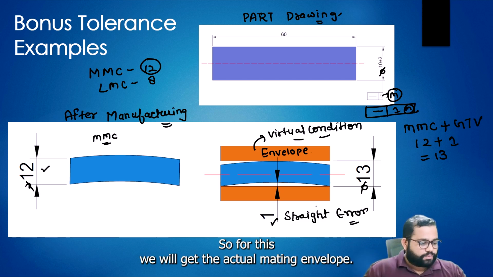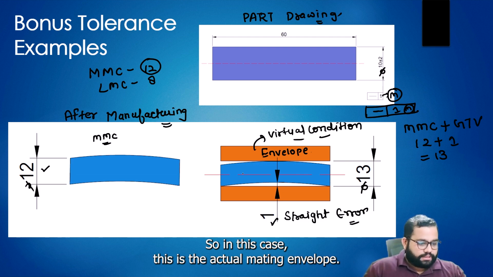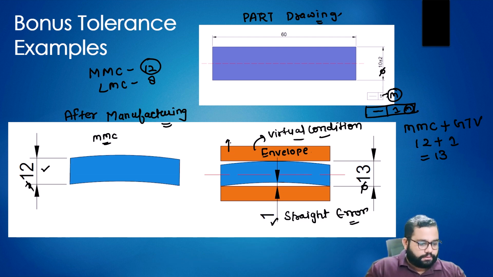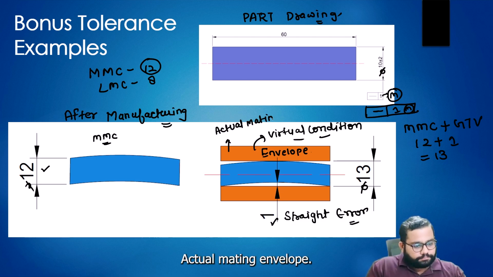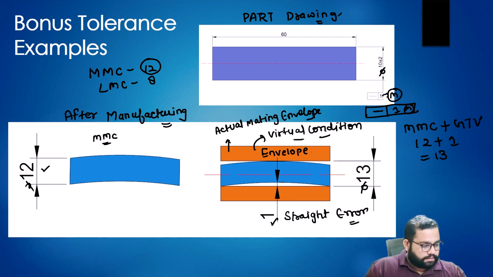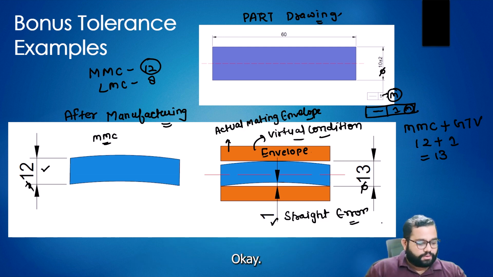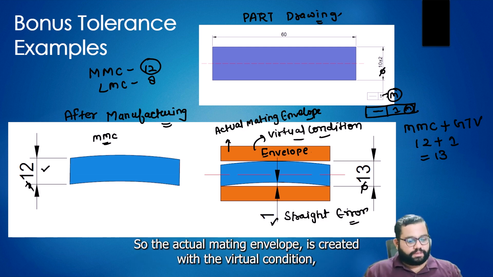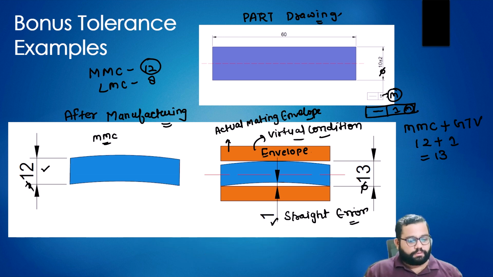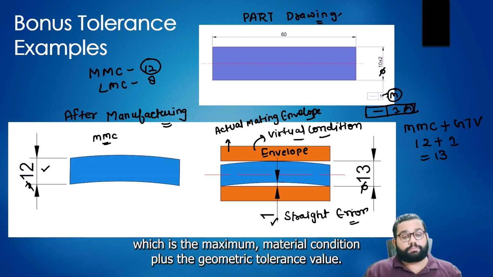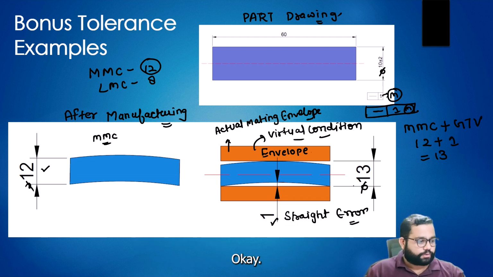So for this we get the actual mating envelope. In this case, this is the actual mating envelope. In this particular case, it is produced at the MMC and with the maximum straightness error. So the actual mating envelope is created with the virtual condition, which is the maximum material condition plus the geometric tolerance value, which is equal to 13 mm.